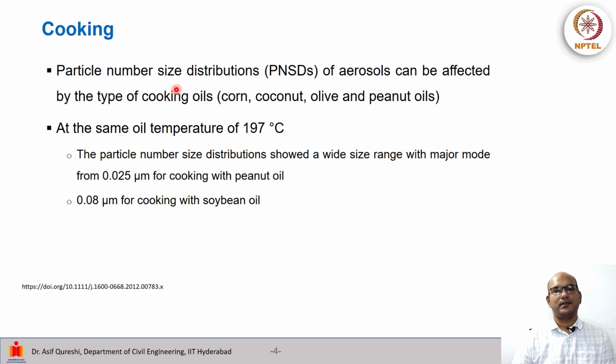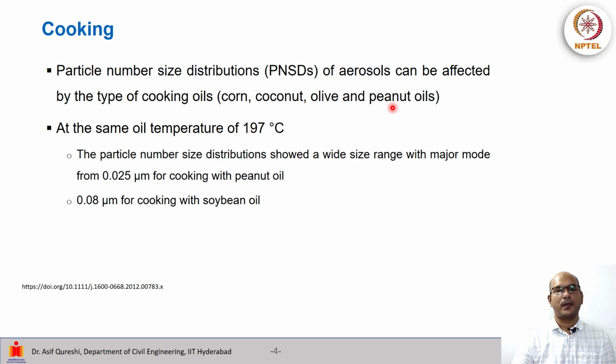The particle number size distribution. So particle number size distribution means the number of particles per unit volume for any size. So how many particles in 0.1 micrometer, how many particles in 1 micrometer, and this is how we will get our particle number size distributions. And it can be affected by the type of cooking oil as well. For example, is it a corn oil, coconut oil, olive oil, or peanut oil?